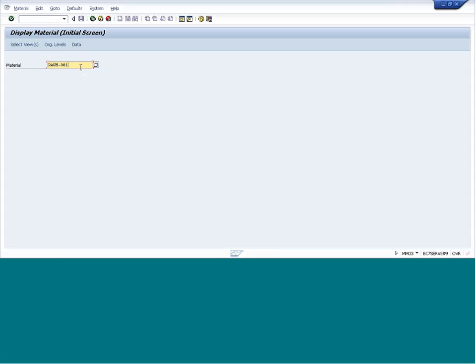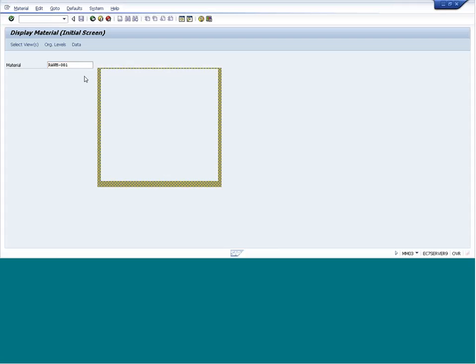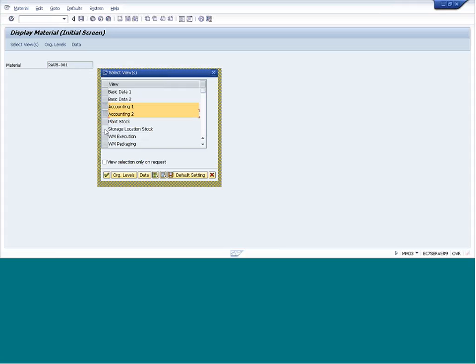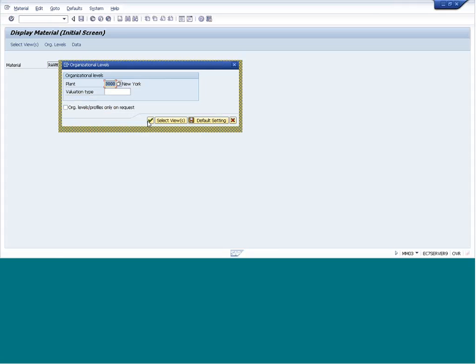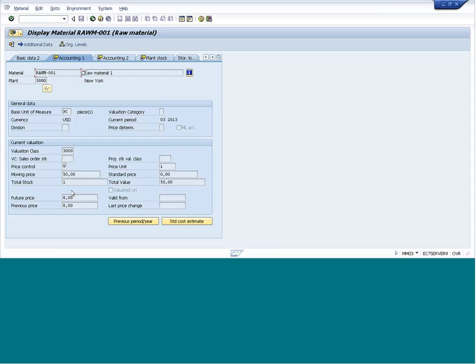Again, I'm just one more time showing you that the material master accounting views, under the plant stock. So I'm going there. I just wanted to show you not only the stock here.